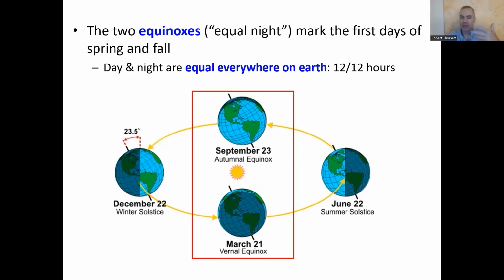The equator is like a permanent equinox. Every single day at the equator is 12-hour days and 12-hour nights.